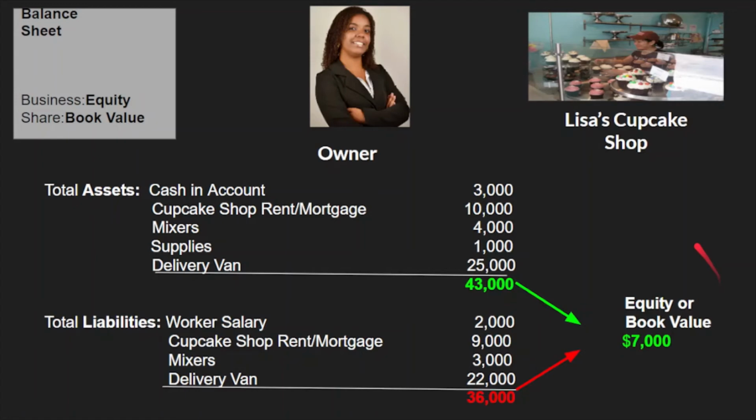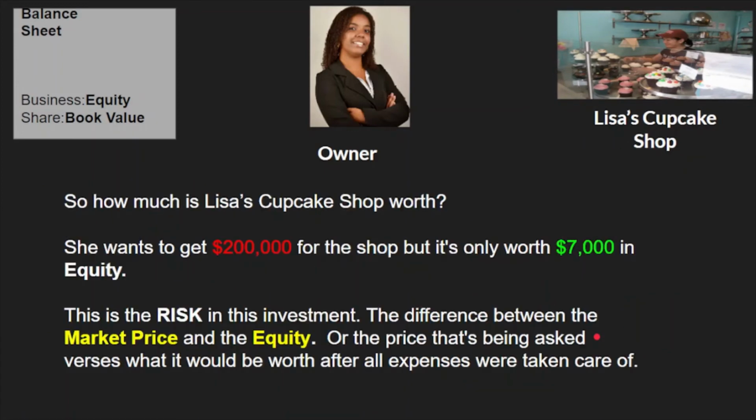Like I said, she wants to sell the shop for $200,000, but as we see right here on her balance sheet, if she takes care of everything, it's only worth $7,000. So let's find out if this is a good investment or a bad investment. She wants $200,000 for the shop, but it's only worth $7,000 in equity. This is the risk in this investment, the difference between the market price and the equity. That's a big difference right there.